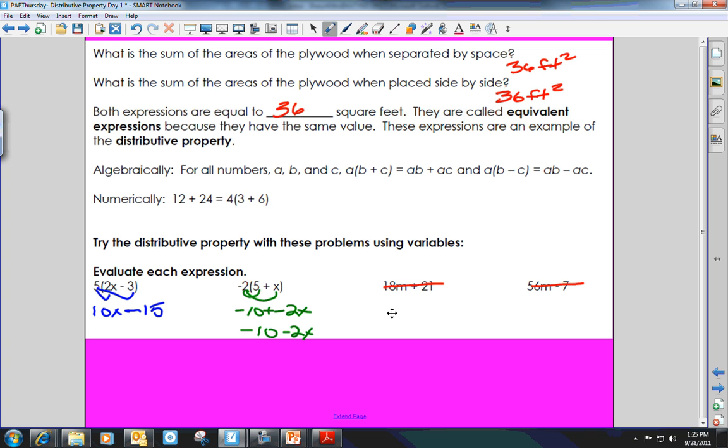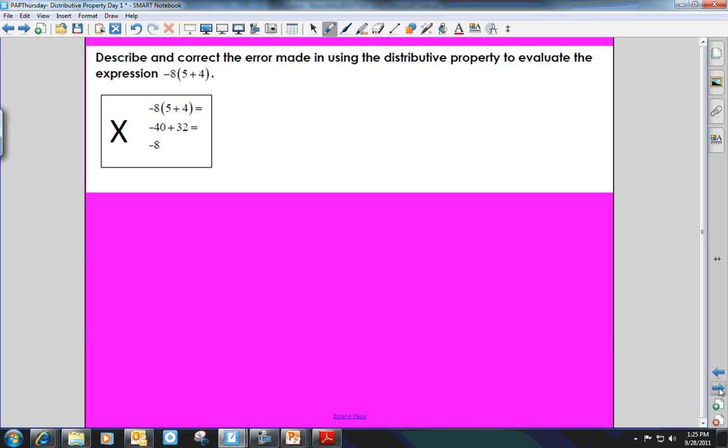Any questions on that? We'll answer some of those tomorrow. We're going to do some more examples here. Here is what someone wrote. -8 times, open parenthesis, 5 plus 4, close parenthesis. They said that it was -40 and +32, and for a total of -8 at the end. Describe and correct that error.